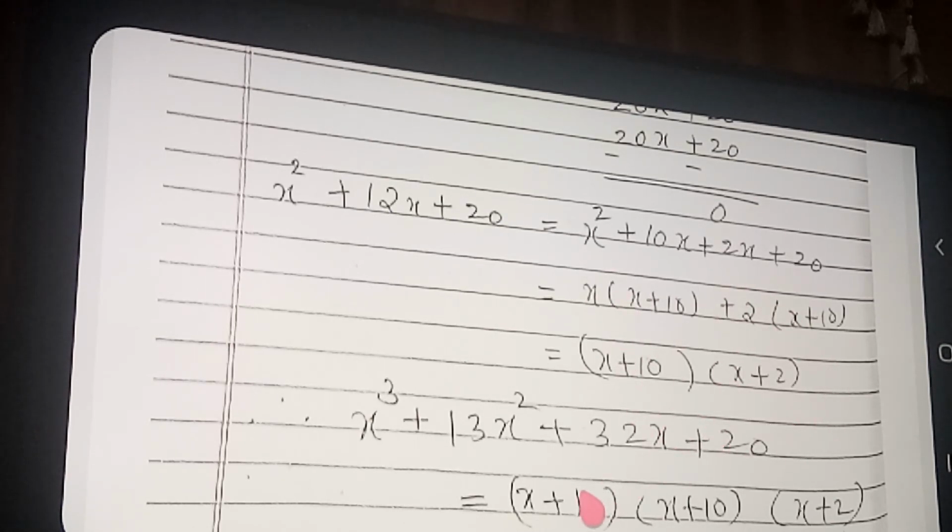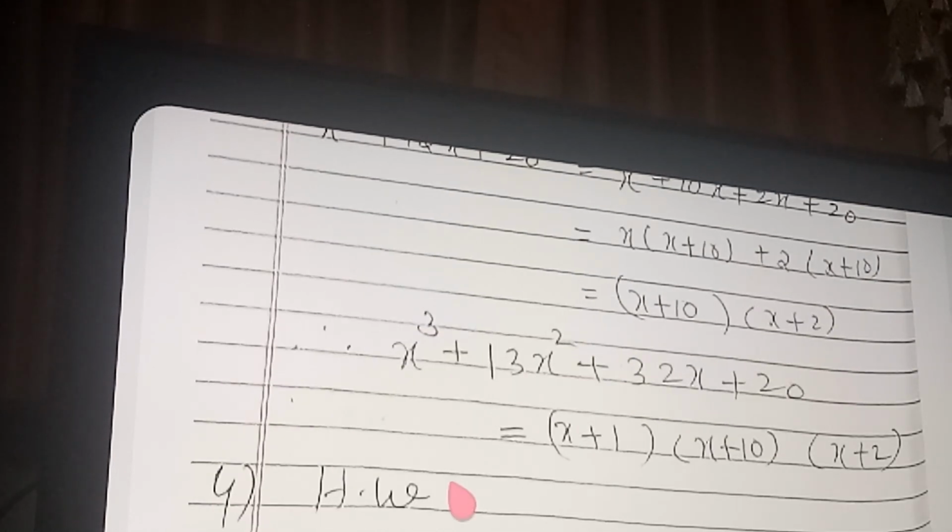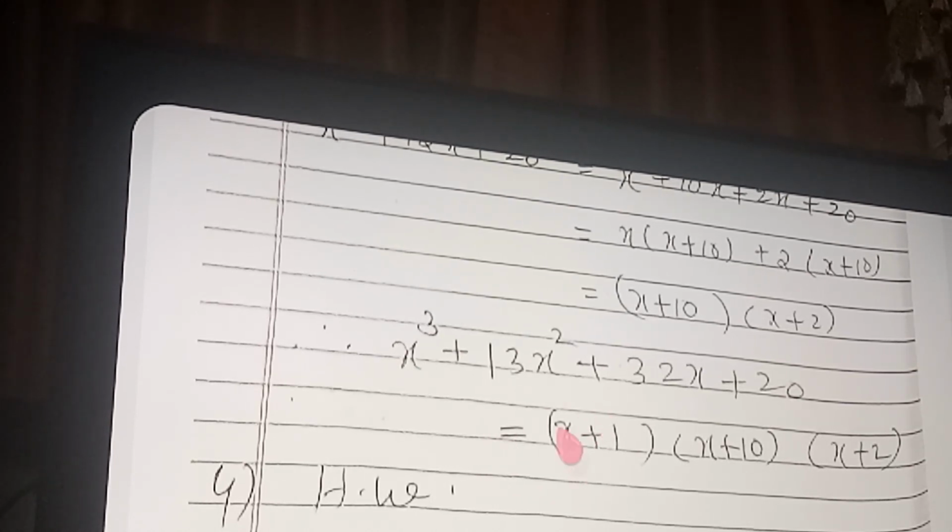So first of all you found x plus 1 is a factor. Which are the remaining factors you got now? x plus 10 and x plus 2. So all three factors we got now. So x plus 1, x plus 10 and x plus 2 are the three factors. Clear? Now, the teacher has written here, the fourth sum, downside you see, the fourth sum I have written as homework. Okay? But this exercise is over. So next we will start in the next video. Okay, bye.